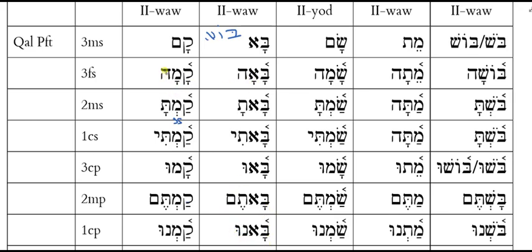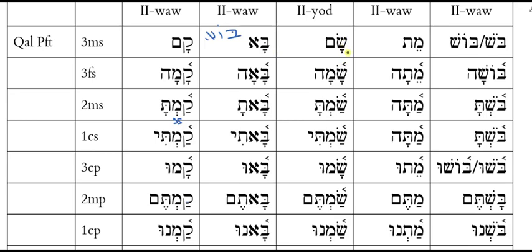So as you can see, all of the same person, gender, number forms of the perfect are the ones we've already learned. You're not learning anything new here. It's just seeing a biconsonantal verb. So instead of 2 syllables like pakad, we're just getting 1, basically the final syllable.